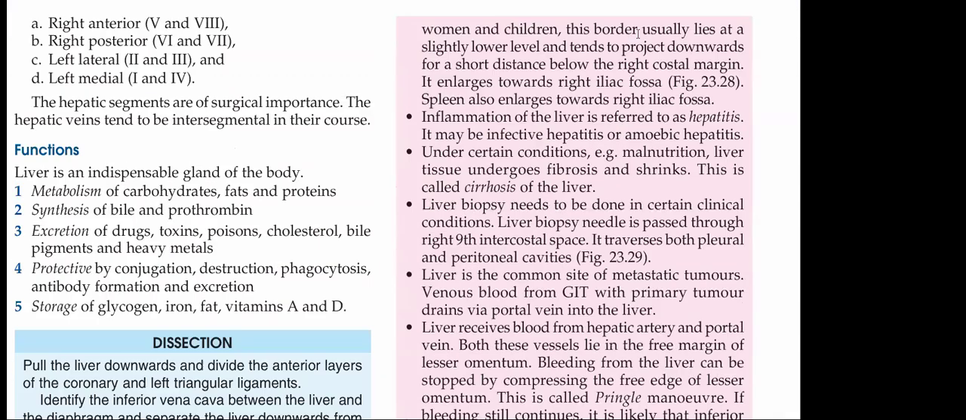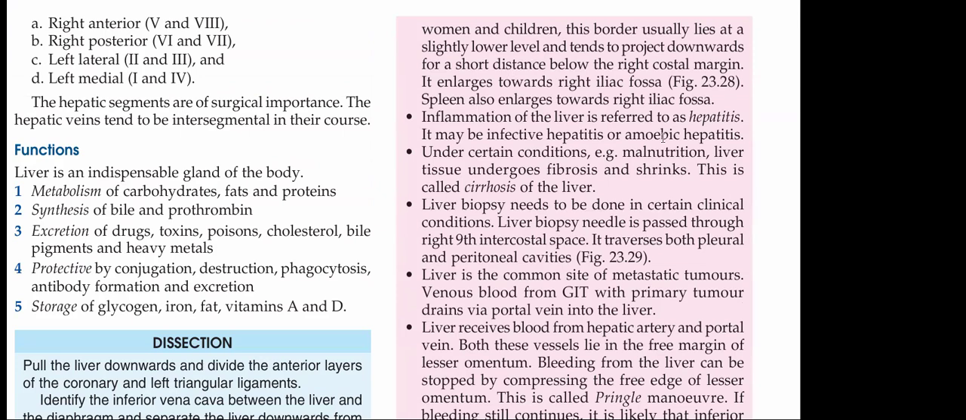In women and children, this border usually lies at a slightly lower level and tends to project downwards for a short distance below the right costal margin. It enlarges towards the right iliac fossa. Spleen also enlarges towards the right iliac fossa.